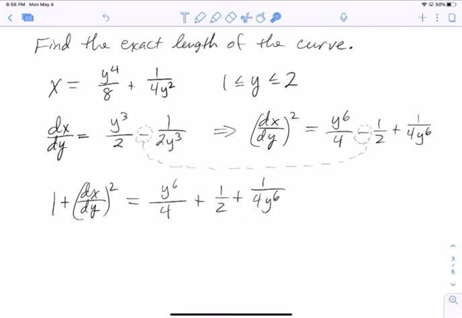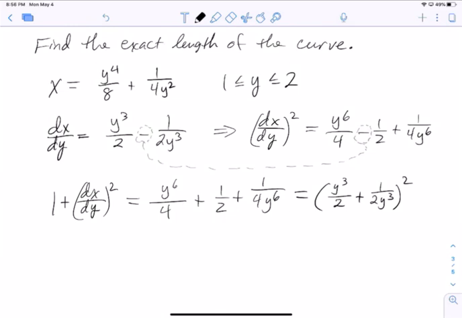And just as squaring a difference gave us a negative in front of that middle term, if I have a positive in front of that middle term, then I can express that as the square of a binomial that has a plus, right? That is a sum. And of course, this is going to be y cubed over 2 plus 1 over 2y cubed.